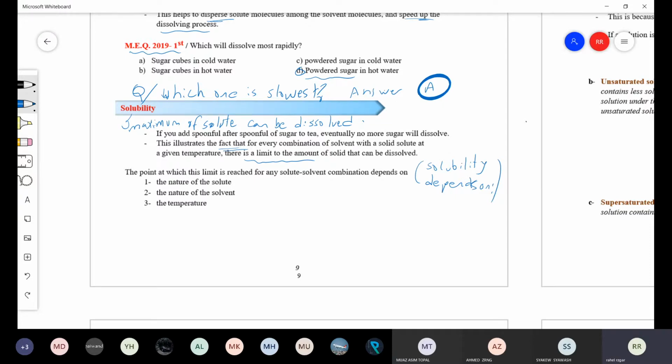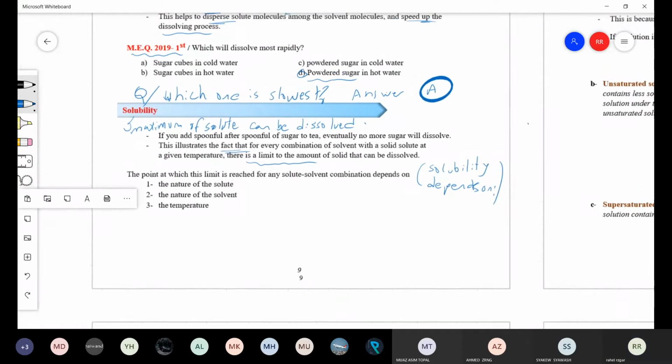For example, sugar, glucose will dissolve at a certain rate, at a different rate than, for example, NaCl, than another solute. NaCl will dissolve at a different rate than calcium chloride. They are all different. So that is the nature of solute. Second one, nature of solvent. Sugar will dissolve in water at a different amount than sugar inside alcohol, inside ethanol.